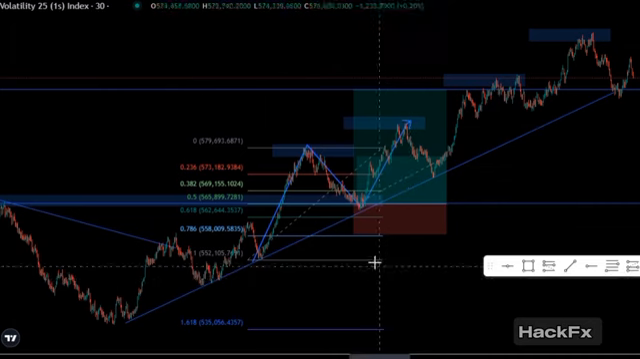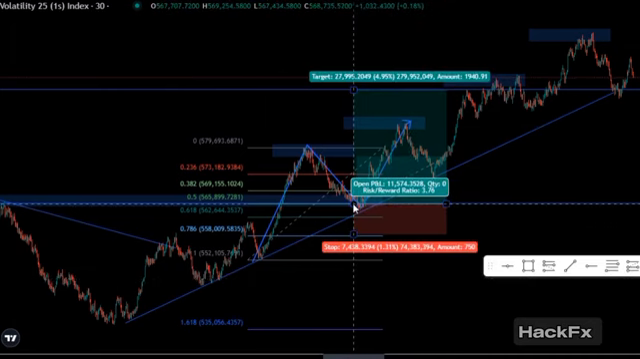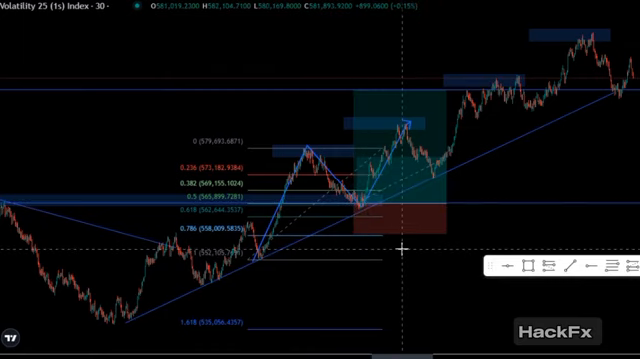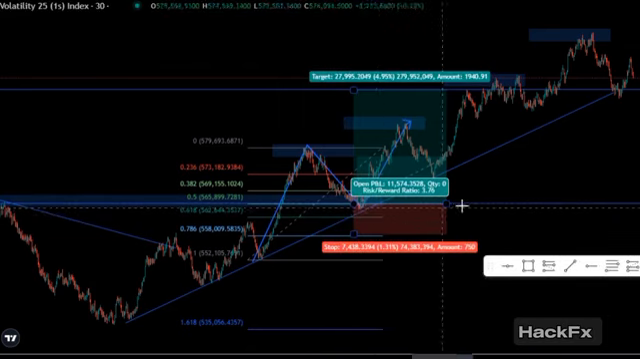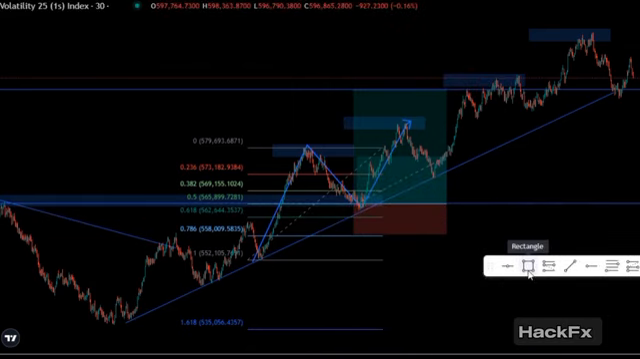So guys, we confirmed this entry with our swap zone technique and Fibonacci technique, and also trend line. You see, trend line matched. So guys, this is just dope.